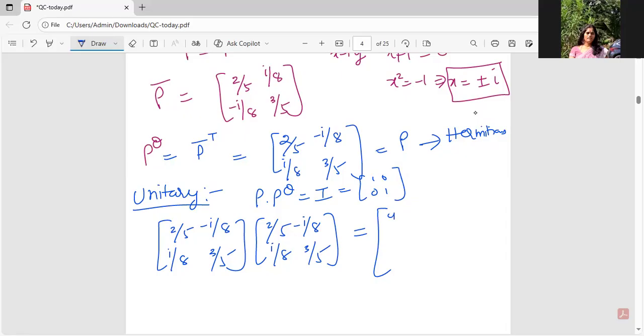Okay, 2 2's 4 by 25. Okay, next is what? A11 into B11, A12 into B21. Okay, so what I'll have? i into i, minus into minus becomes plus, 1 by 64. Okay, next one. Yeah, 2 into minus 1 by 8. So minus 2i by 8, 5 is 40. Plus again it becomes minus 1 by 64.